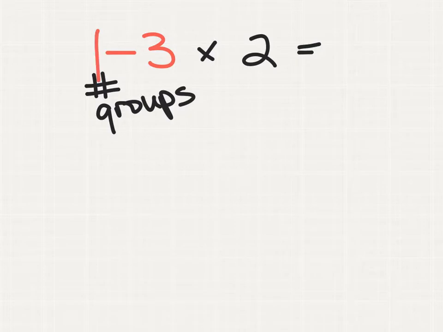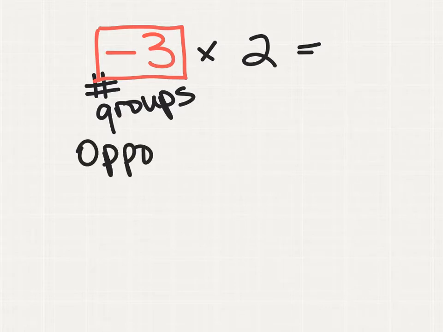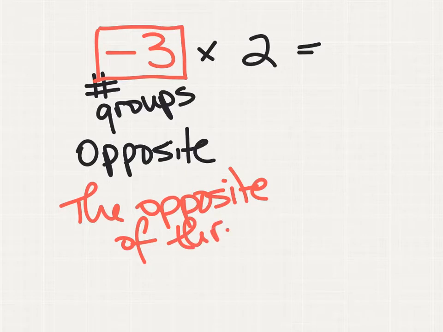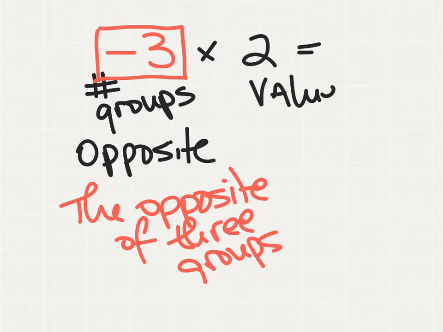I know from previous lessons that negative 3 is the opposite of positive 3. So in other words, negative 3 is the opposite of 3. So I could simply interpret negative 3 as the opposite of 3 groups. And my second integer tells me the value in each group.